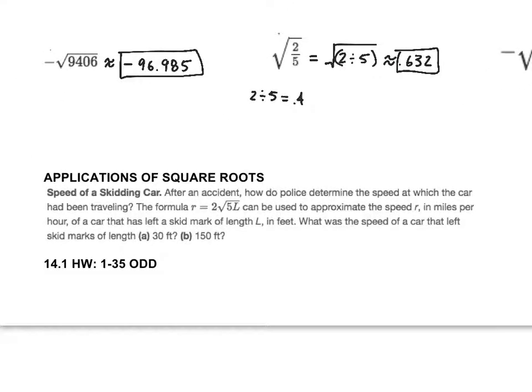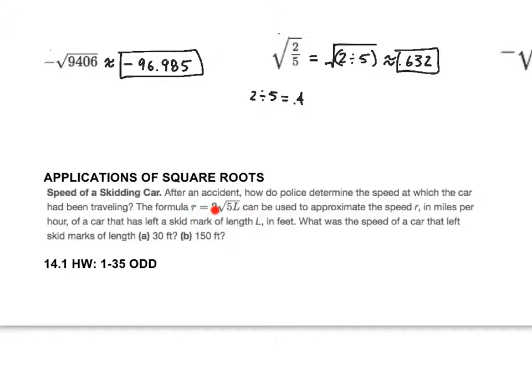Let's go ahead and do this. Okay. On this, you know, we've got an application problem. Okay. And you can find these square roots in a lot of application problems. But what it wants you to do is find the speed of a skidding car. So after an accident, how do police determine the speed at which the car has been traveling? So they use this formula.